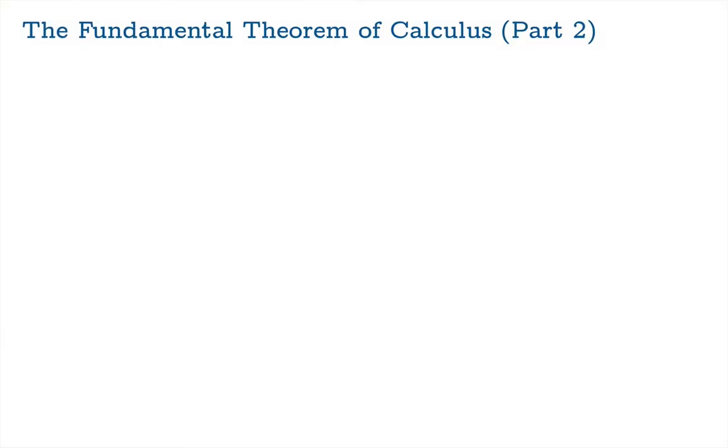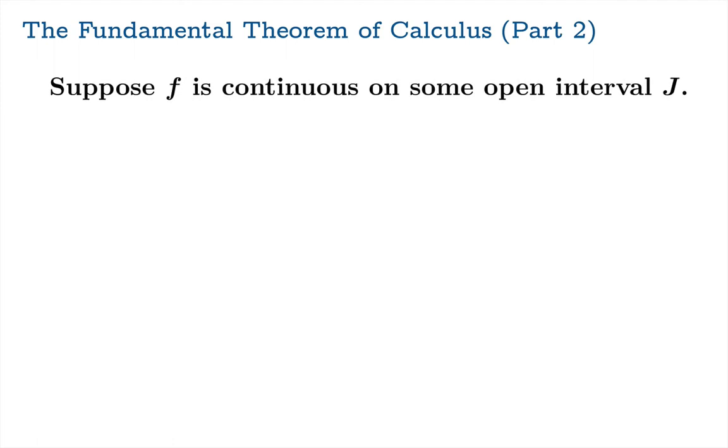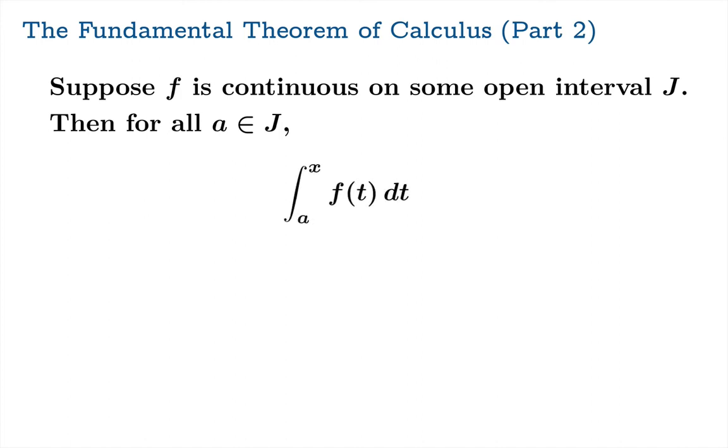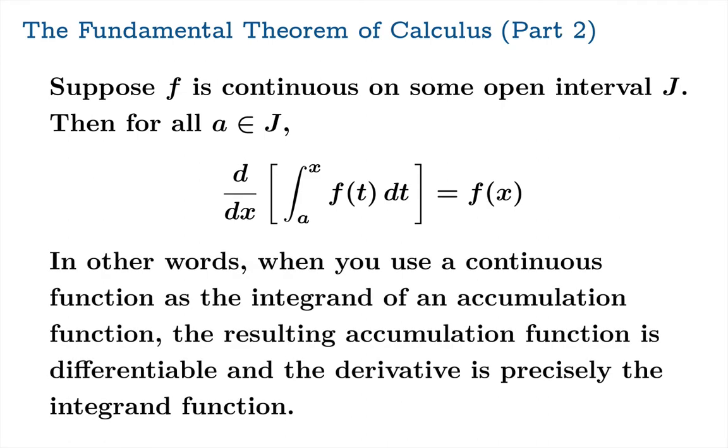The idea here is that if you have a continuous function on some open interval, then for every anchor argument that you choose from that interval, you build this accumulation function. That accumulation function is differentiable, and the derivative of that accumulation function is just the original integrand function. In other words, when you use a continuous function as the integrand of an accumulation function, the resulting accumulation function is differentiable, and the derivative is precisely the integrand function.